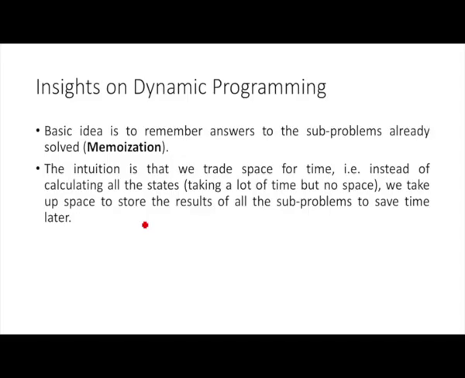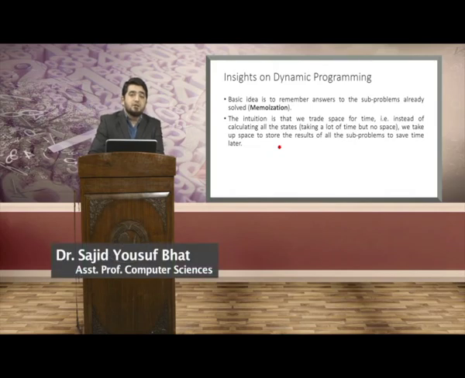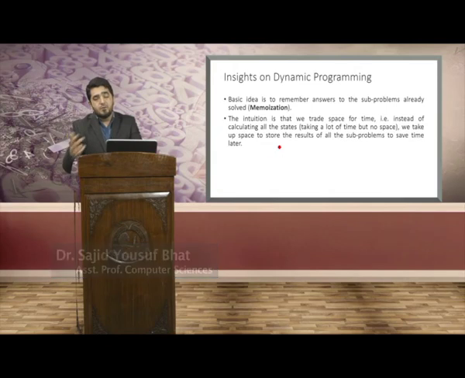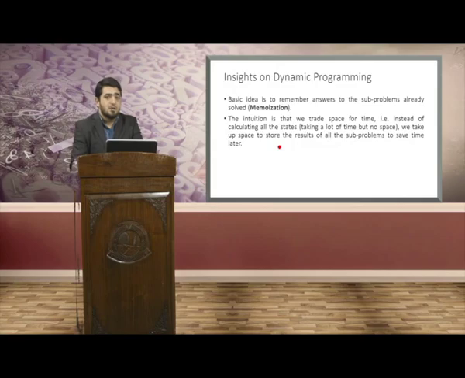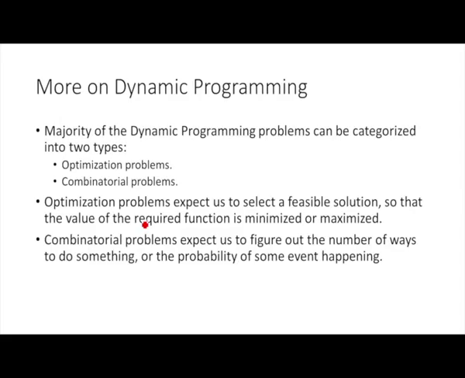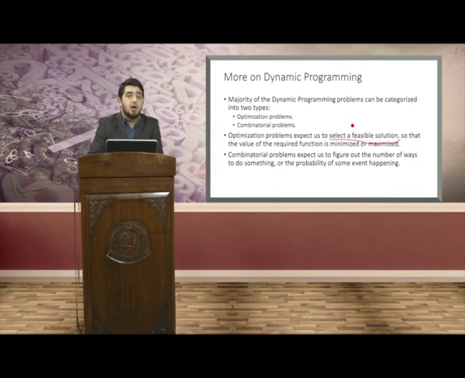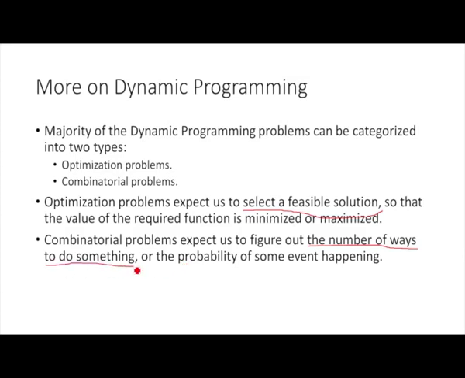That is, instead of calculating all the states, which takes a lot of time but no space, like in divide and conquer, we take up space to store the results of all the sub-problems to save time later by not recomputing all those values. The majority of dynamic programming problems can be categorized into two types. Either they will be optimization problems or combinatorial problems. An optimization problem expects us to select a feasible solution so that the value of the required function is minimized or maximized. So we might need to minimize the cost of a path, or we might want to maximize profits in, for example, scheduling algorithms and so on. Similarly, combinatorial problems expect us to figure out the number of ways of doing something or the probability of some event happening. We'll later on see some examples of these different techniques.